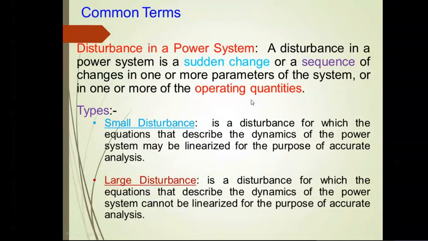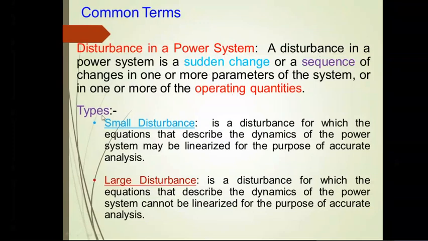So that means you may have a disturbance as a sudden change, or a sequence of small changes: one small amount of change, then after a certain time again a small change, and then after a certain time another amount of change. But it will result in changes in parameters. That means the operating quantities change here. But this change in the operating quantities will depend upon the magnitude of the change.